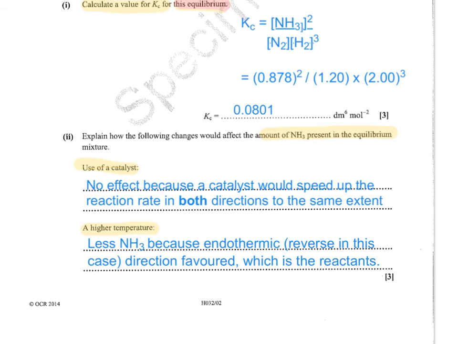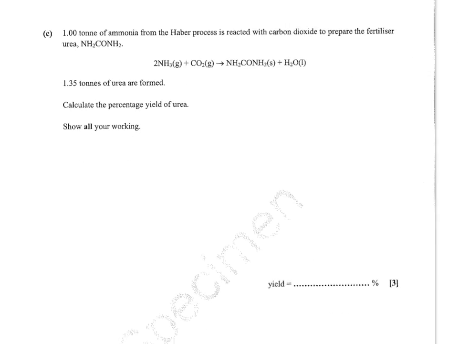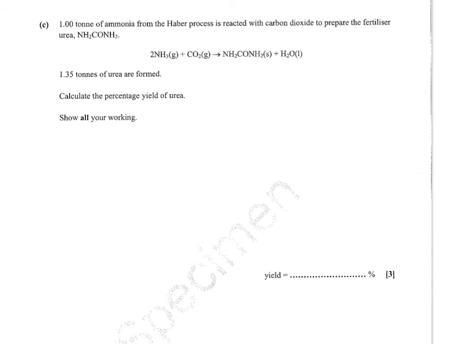So what we're doing now is moving on to the next part of this question. It's a calculation, so I have the calculator ready. It says 1 tonne of ammonia, and they like doing this in A-level questions. First thing you've got to think about is converting tonnes to grams. We've got 1.35 tonnes of urea formed, which is highlighted in the equation, and the mole ratio of ammonia to urea is 2 to 1. So what it's asking for is the percentage yield. To do percentage yield, you need to do this equation.